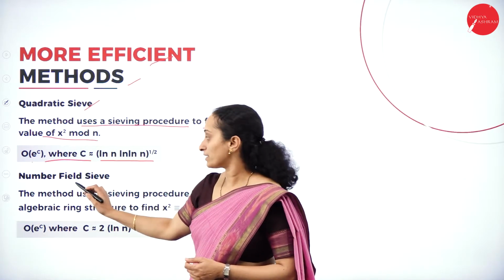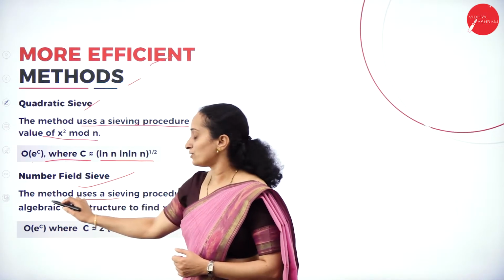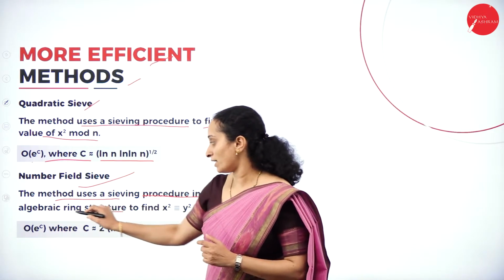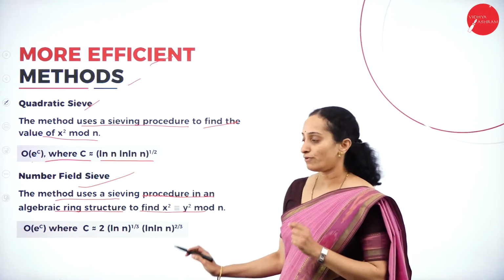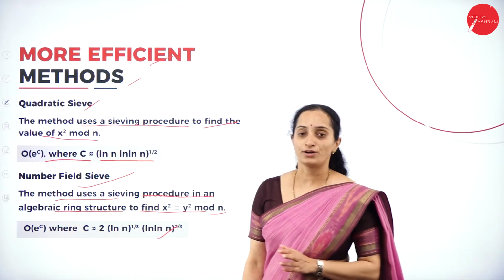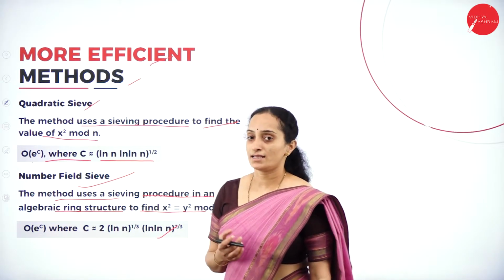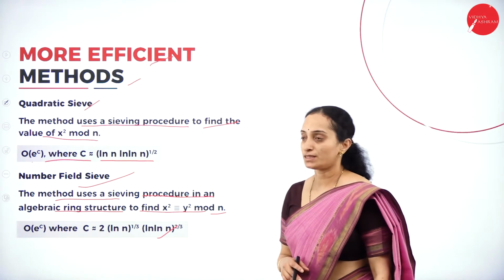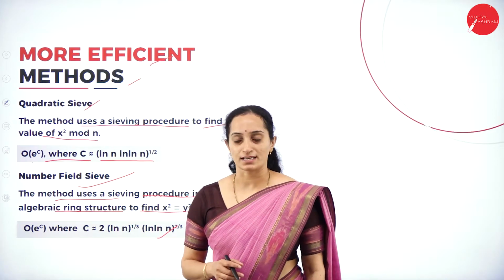Then we have the number field sieve. Here the method uses a sieving procedure in an algebraic ring structure to find x square congruent to y square mod n. So you can use this method to find the factorization, which is much more efficient and executes more efficiently than the previous methods. This is about factorization.